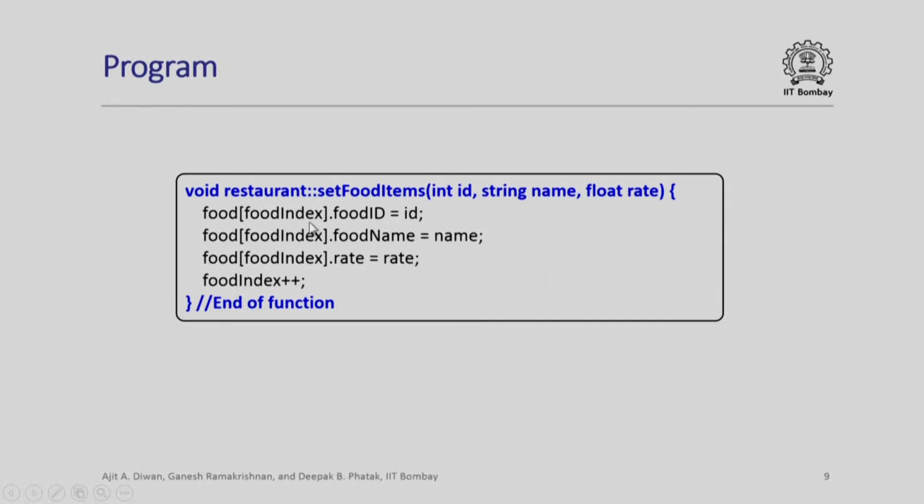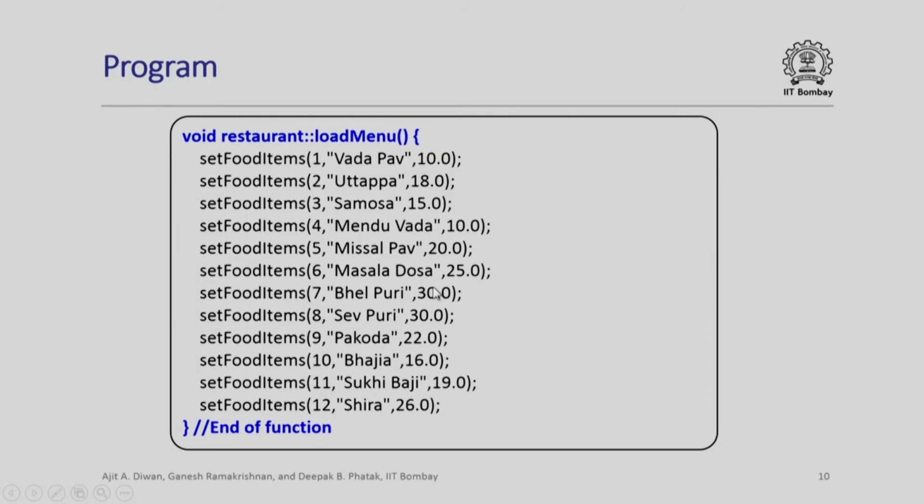Next, we look at the set food items function. This will get an integer ID, a string name and the rate at which a particular item is sold. We simply assign that ID, name and rate to appropriate components of the element by the food index that we have. That is a simple function.